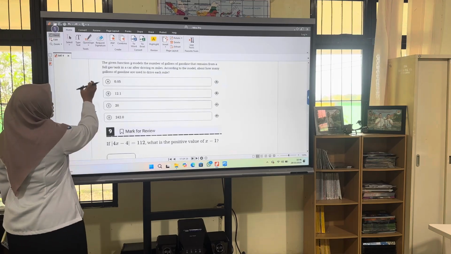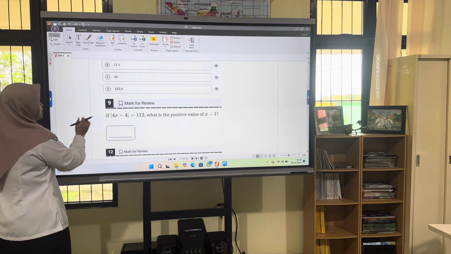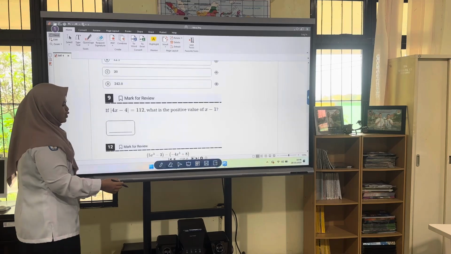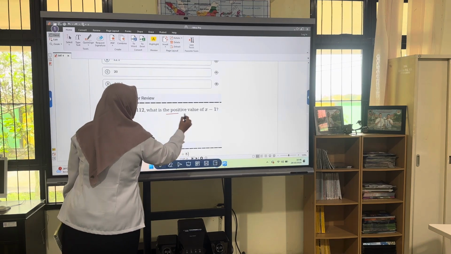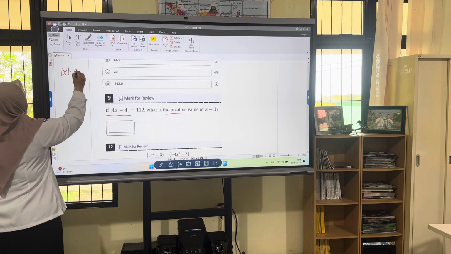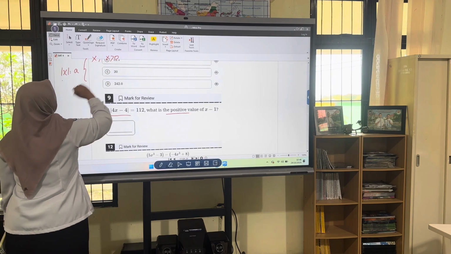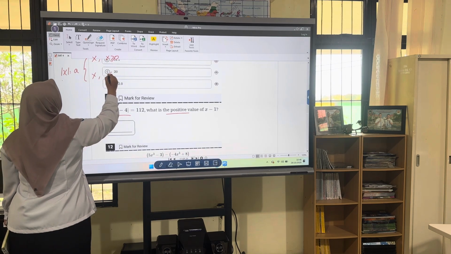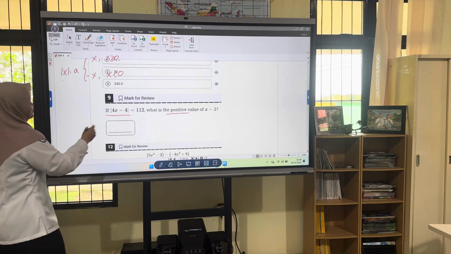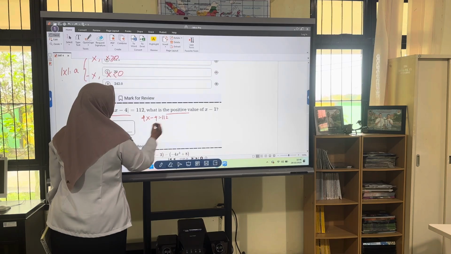And then for the next question, if the absolute value of 4x minus 4 equals 112, they ask what is the positive value? Remember, you need to take note of what they're asking about, because for the absolute value there are 2 values. Absolute x is equal to a, where it can be x if x is more than 0, and minus x if x is less than 0. Because they're talking about the positive, you can say 4x minus 4 equals 112.